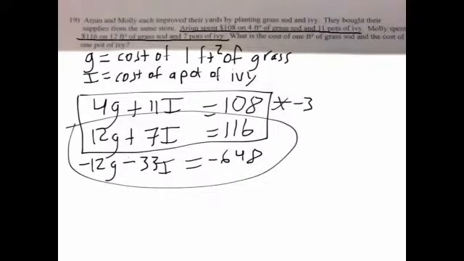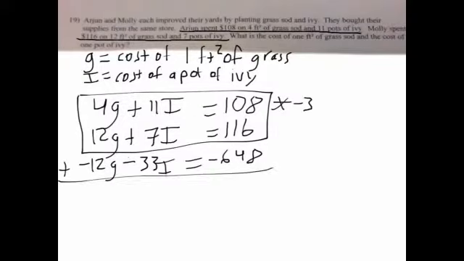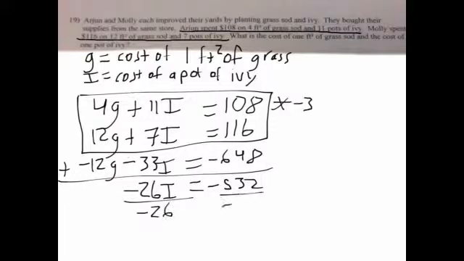I'm going to take these here and just add them up, because that'll get rid of the G part, and you'll get -26I, so 7 minus the 33 gives you -26I, and then on the right side 116 minus 648 is going to give me -532. And now we should get the I by itself by dividing both sides by the -26. And we'll get I equals, hold on a second.